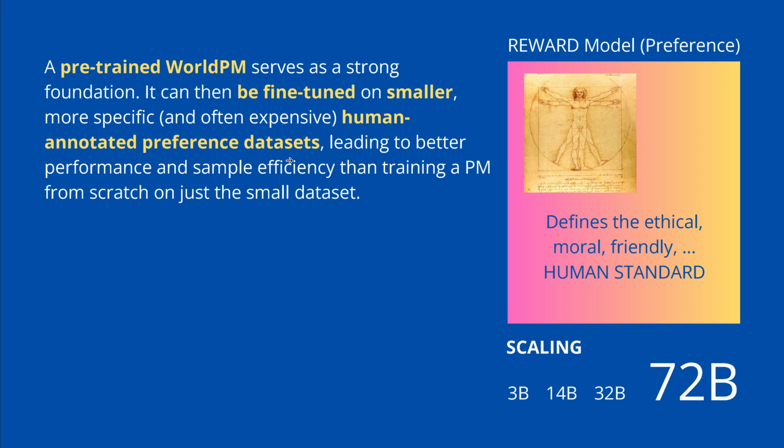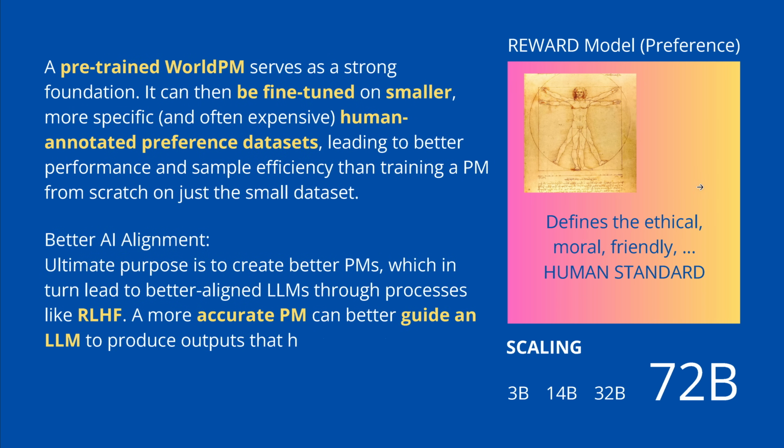Maybe you have this if you have a call center or a financial center or a medical response center or whatever you have, leading to better performance and sample efficiency than training the PM from scratch on just a small dataset. They say it is beneficial to have a huge pre-trained world reward model. They have a better alignment, especially if you do something like reinforcement learning from human feedback.